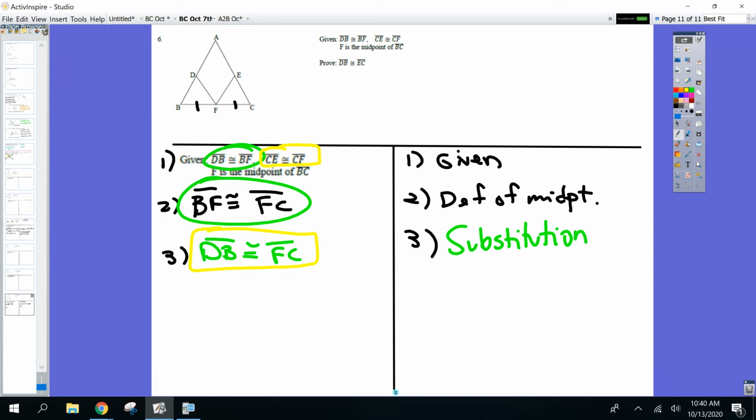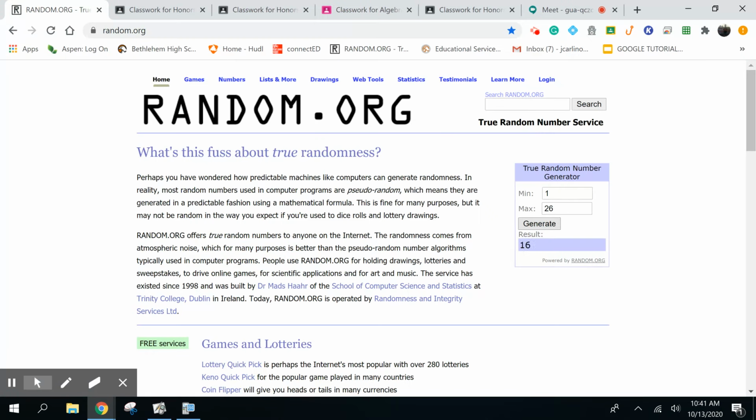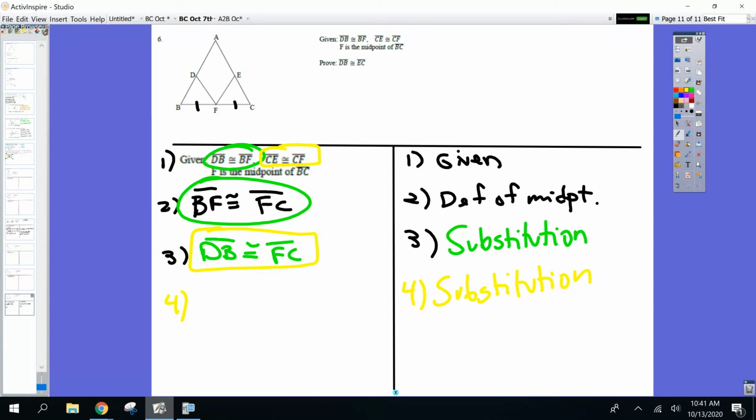CE equals CF, DB equals FC. Now, can we all not freak out? We all know that CF and FC are the same segment. We're good there? Okay, that's the same segment. So using these 2 now, somebody come up with another conclusion using substitution a second time. Using those 2 now. Oh, hi Kyla, how are you? DB is congruent to EC, which happens to be my proof statement. That's why we needed 2 substitutions.